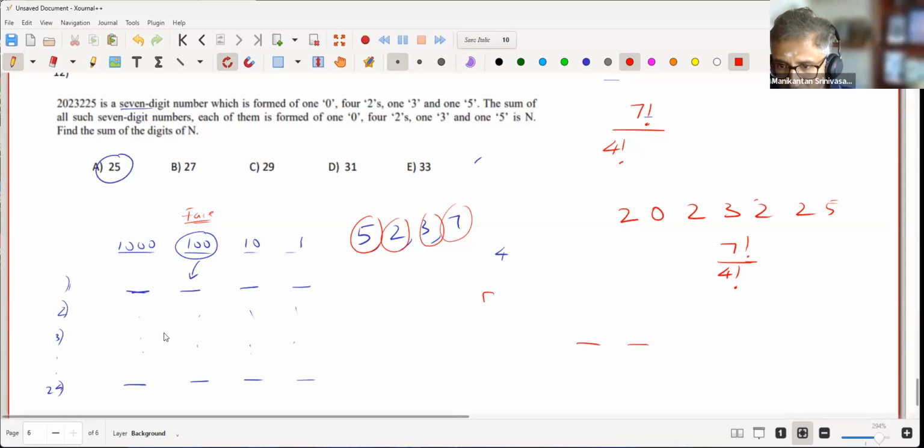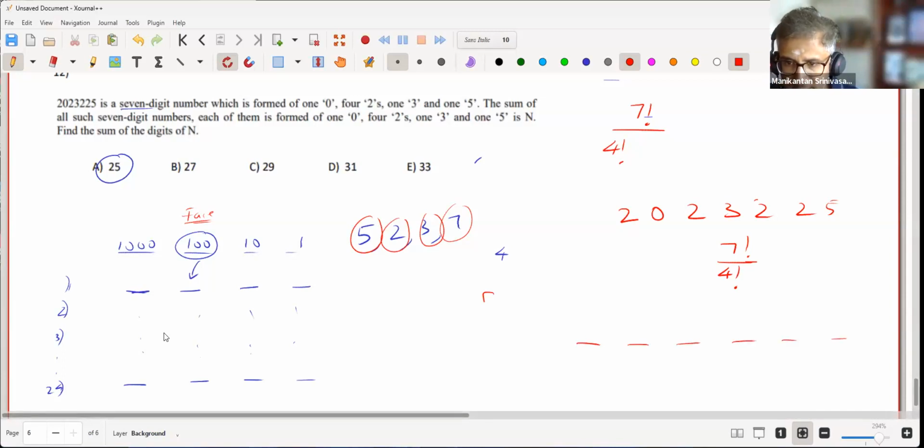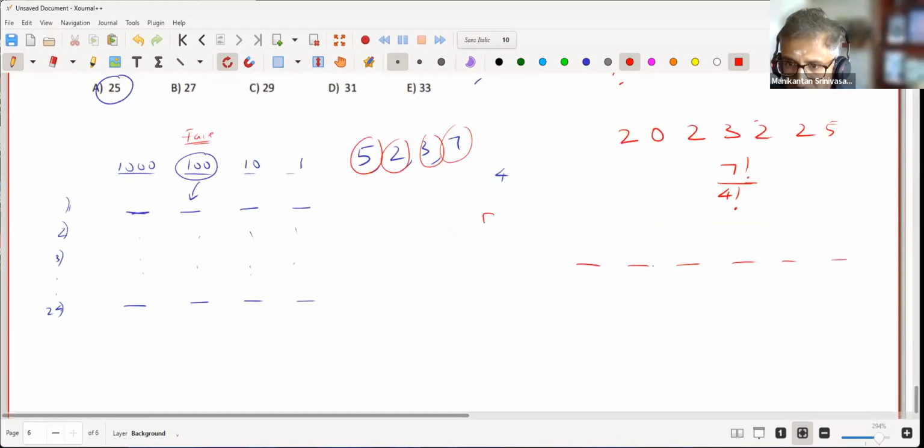Okay, so there are 1, 2, 3, 4, 5, 6, 7. Yes. So first you're choosing 4 spots for the 2s. So that's 7 choose 4. And then having done that, let's say I end up putting 2s here, here, here, and here. I filled my 2s, right? Now I have to arrange my 3, 0, and 5. That can be arranged in 3 factorial ways, correct?